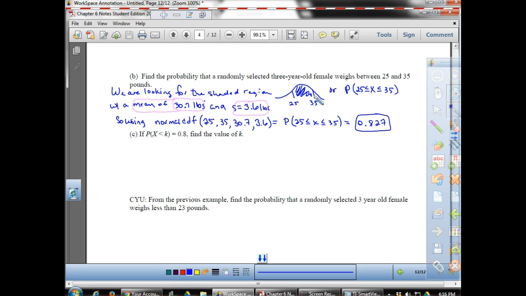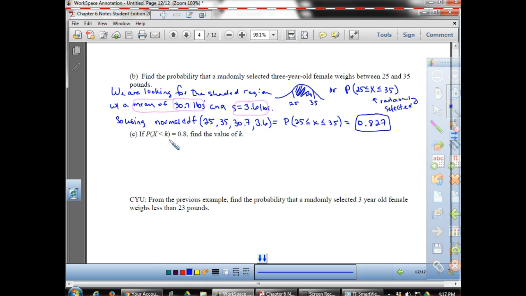So we are looking for the shaded region here, or the probability that any randomly selected 3-year-old girl, and it has to be someone from our population, obviously, with a mean of 30.7 pounds and a standard deviation of 3.6 pounds. So using normal CDF, we get a probability of 0.827.